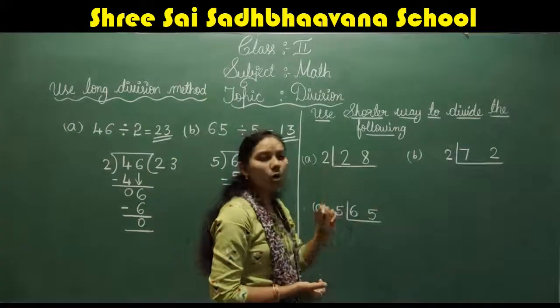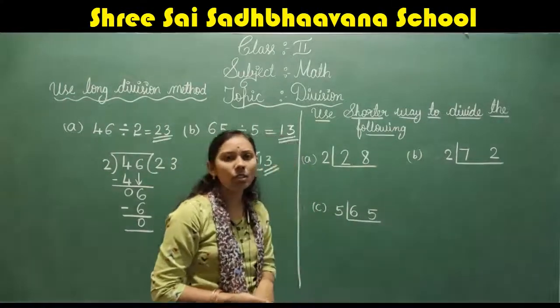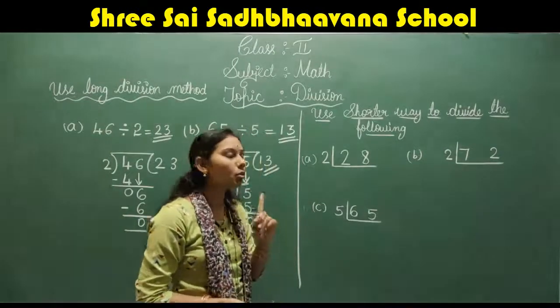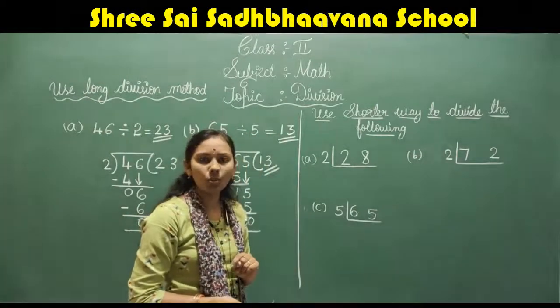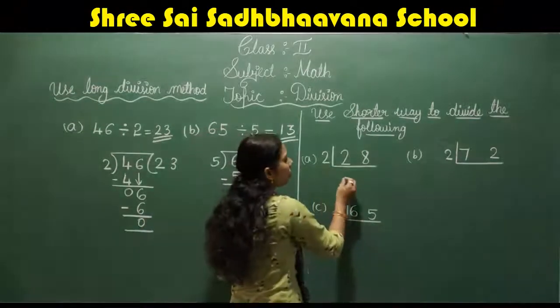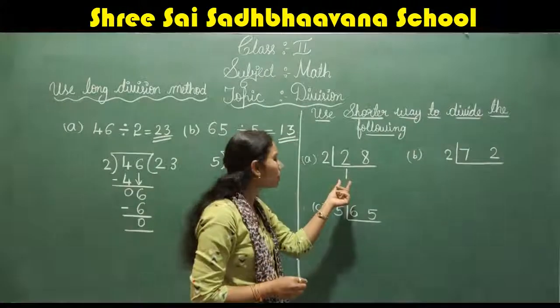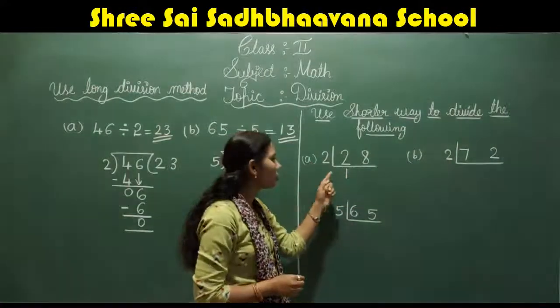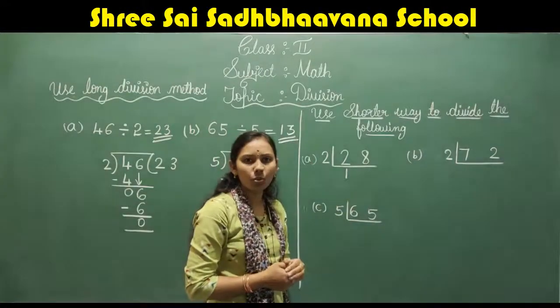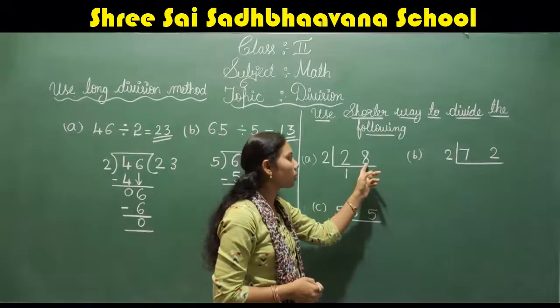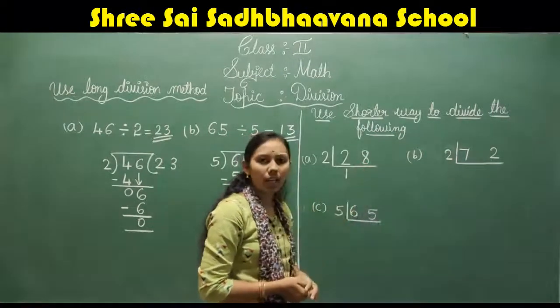That is 2. How many times does it go? 2. Yes, 2. It will go only one time. 2 ones are 2. Okay. So, that 1 we are going to write below the number 2. So, that means 2 ones are 2. Understood? Now, the next number you can see in the ones place is 8.